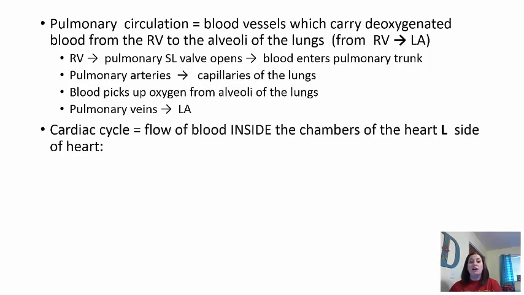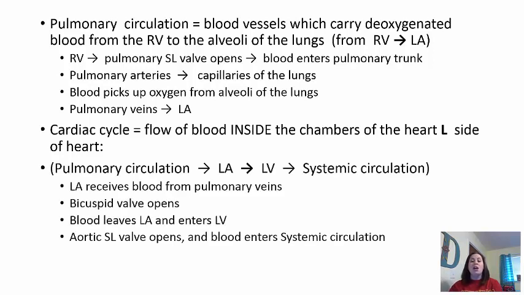Now we're entering back into the heart, so now we're looking back at another cardiac cycle, the flow of blood inside the chambers of the left side of the heart. So pulmonary circulation is going to send blood back to the left atria, which then is going to enter into the left ventricle and then eventually return back to the systemic circulation. So the left atria receives blood from the pulmonary veins. The bicuspid valve opens, allowing blood to move into the left ventricle. Once it enters into the left ventricle and the ventricle contracts, the aortic semilunar valves are going to open, and the blood is going to be pushed into the aorta, and it's going to enter back into systemic circulation, which is where we started this process.